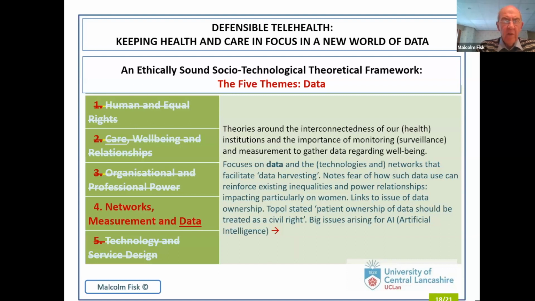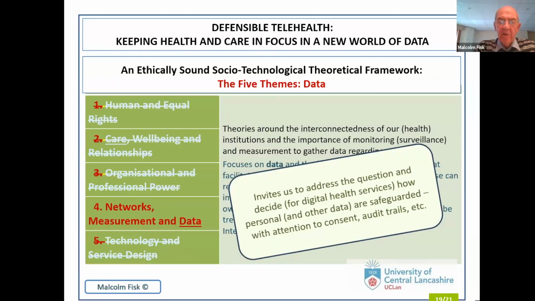Eric Topol, the American cardiac surgeon, stated that patient ownership of data should be treated as a civil right. This is very important, that we all emphasize the fact that we own our personal data, because quite clearly there are some very large companies, the Microsons of this world, who regard data once they have it as their property, which they can do what they want with, without putting in safeguards for us to have access to our data, to see how it's used, or have some control over how it's used. So a big issue is arising for artificial intelligence.